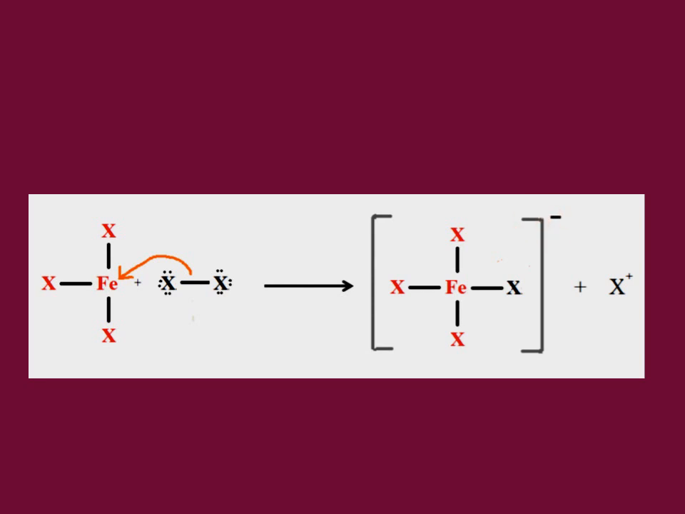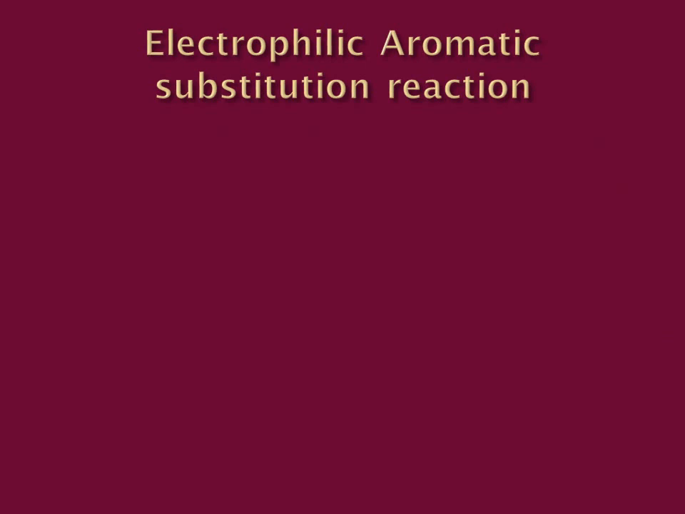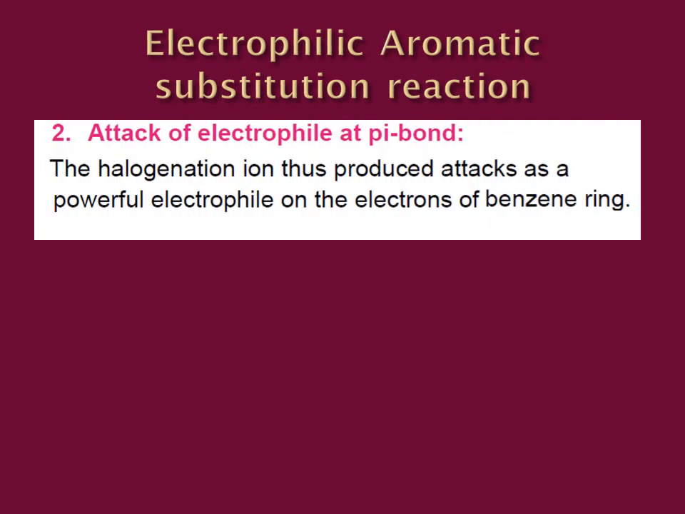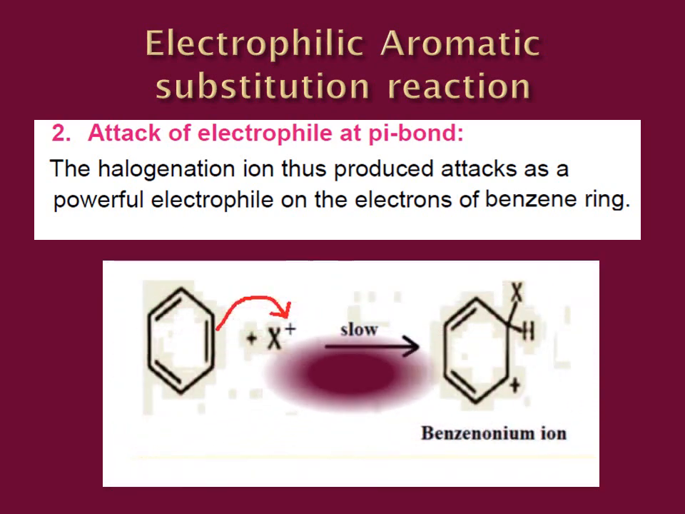Students, in the first step, a strong electrophile is generated. The second step is the attack of the electrophile at the pi bond. The halogenonium ion thus produced attacks as a powerful electrophile on the electrons of the benzene ring. Now you can see that the benzene ring is going to make a bond with this strong electrophile, and this is a slow step. Now you can see the benzenonium ion is produced. Benzene containing a positive charge is called a benzenonium ion because over here this carbon is deficient in its valency. The X atom is added over here because this complete pi bond is making a bond with this X atom.